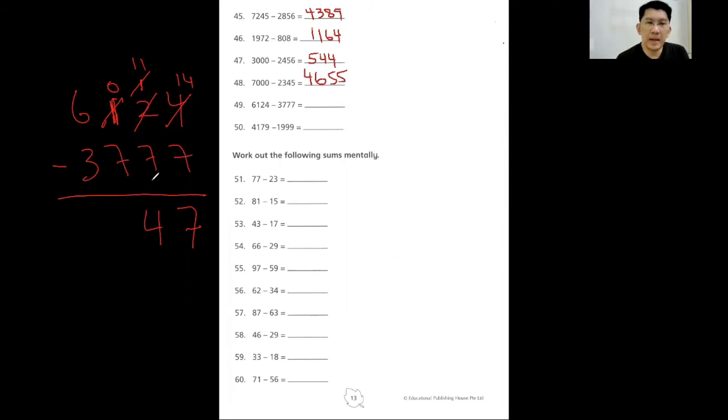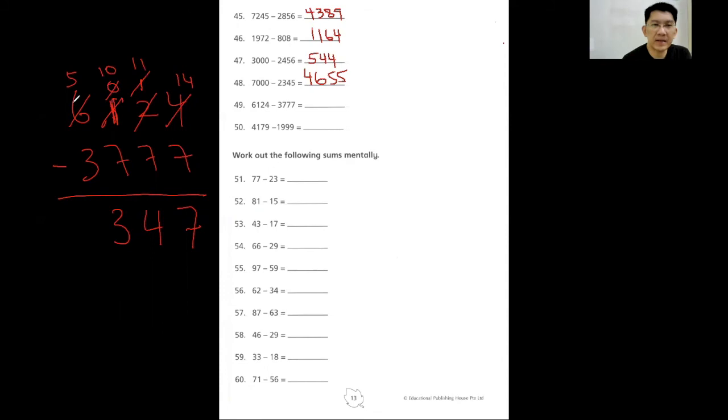Okay, now we are back on this 0. 0 minus 7. We can't do that, can we? So 0 needs to borrow from 6. Take 1 from 6, leaving it only with 5. And 0 gets 10. So 0 plus 10 is 10. Now 10 minus 7 is 3.